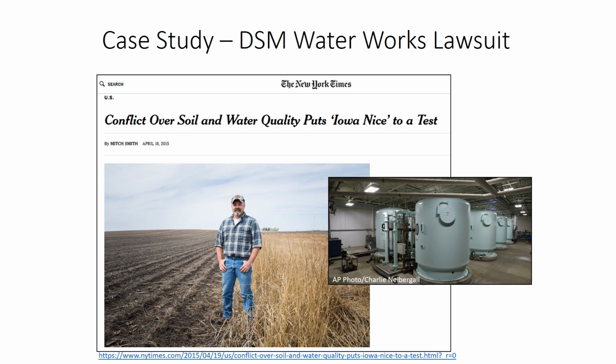And so the Des Moines Waterworks were having this issue where they were having to filter out nitrate from primarily the Raccoon River, because there's just such high nitrate concentrations in the water, and it's a regulated contaminant.